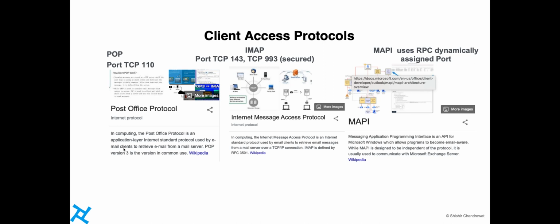Problem number two with POP is that if you configure POP, and you can still configure POP on an Exchange server, you can configure your Outlook client to download email with POP, or if you have a Gmail or a Yahoo Mail or an Outlook.com email address, you can also configure them using the POP protocol on your Outlook client.